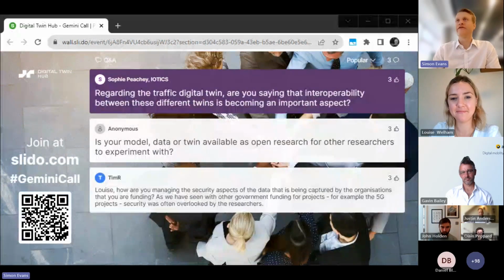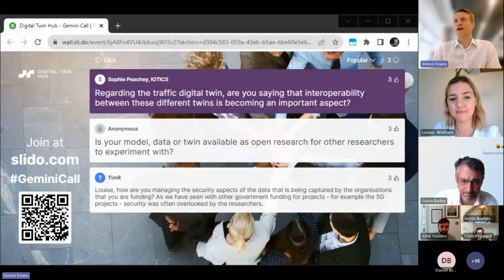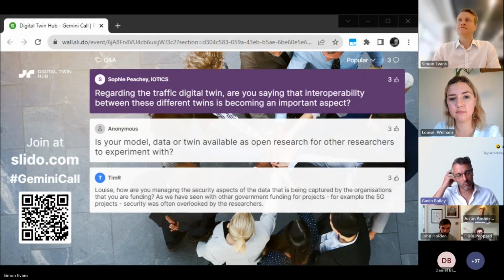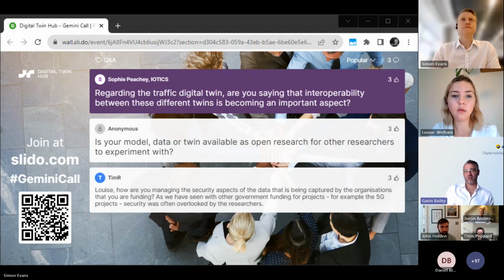And maybe our last question here, Gavin, for yourself, is regarding the traffic digital twin. Are you saying that interoperability between these different twins is becoming an important aspect? Yes, in short, to model the impacts and control and manage the transport sector better, we can always do with a better understanding of how the various systems within the transport sector interact and the demand between those. So better connection between all of the digital twins within the transport sector can only help to improve that.